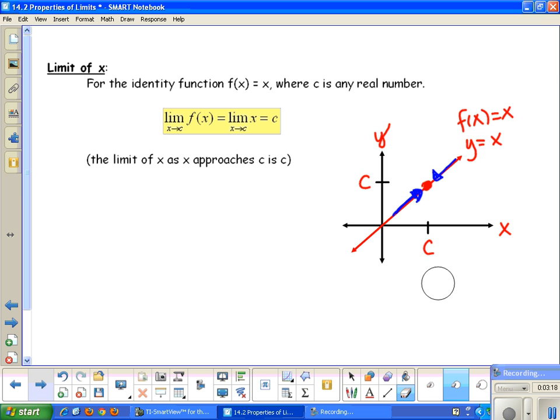So let's try some numbers in here instead. Let's make this maybe 5. So the limit as x approaches 5 for the function y equals x, so you can just write x right there, would be equal to a y value of 5. And again, that's called the limit of x.